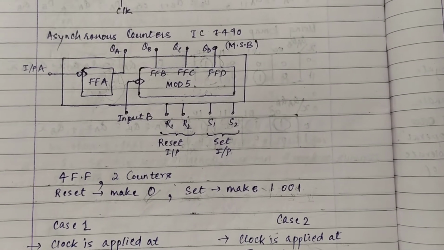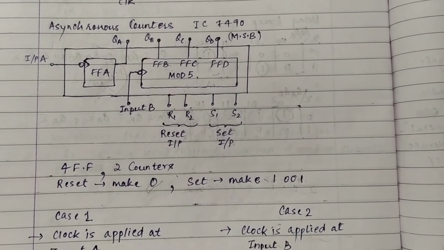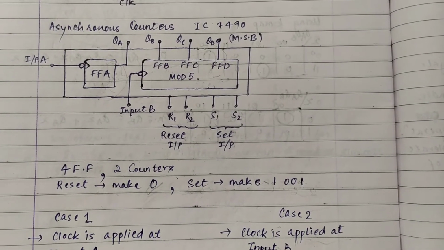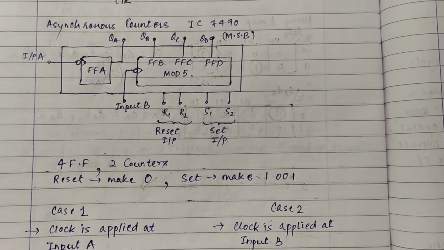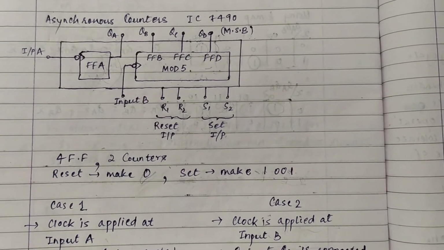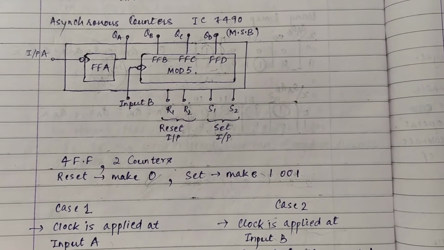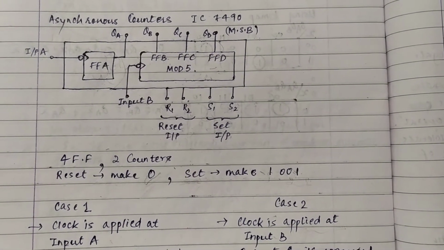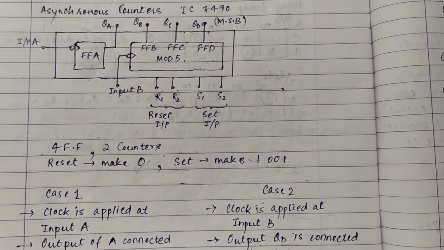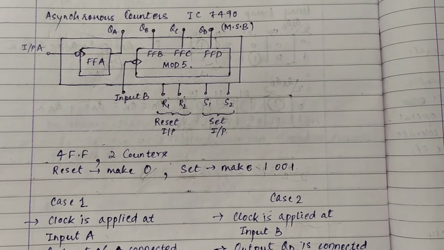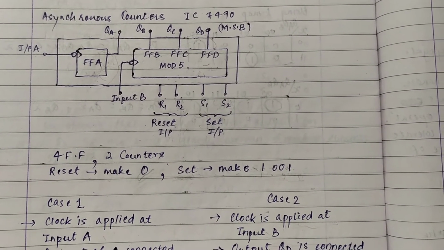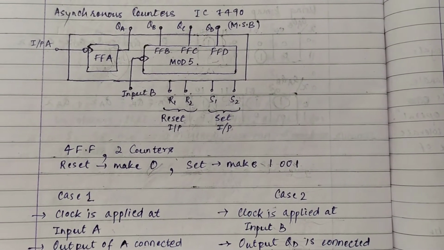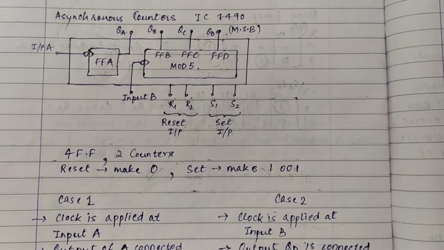Now there are two modes of operation of this IC. I have listed them as case 1 and case 2. I already mentioned that there are 2 counters in this, so they can operate in any sequence. That is why we have 2 modes. In the first mode, mod 2 operates first and then mod 5. In the second mode, mod 5 operates first and then mod 2.